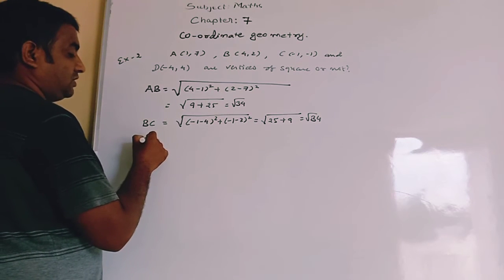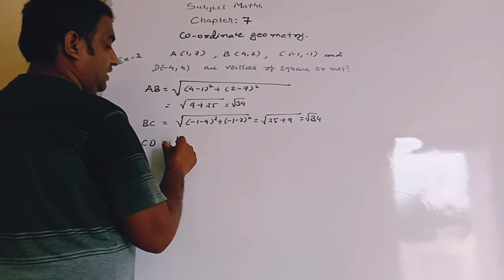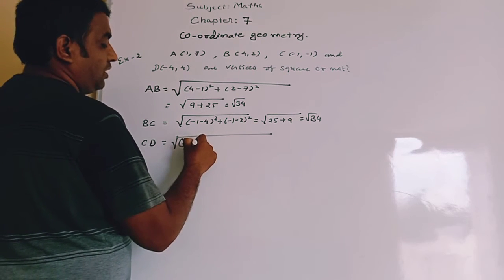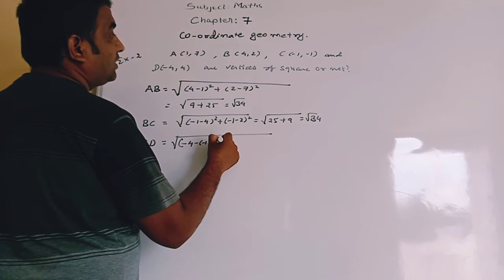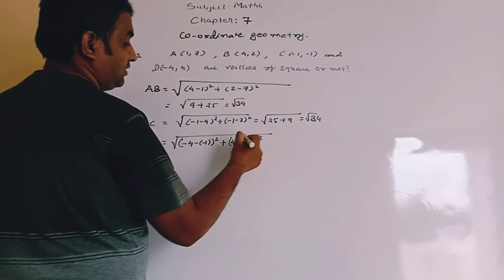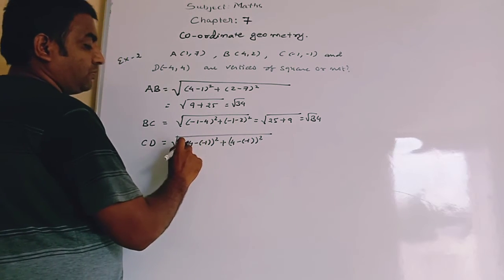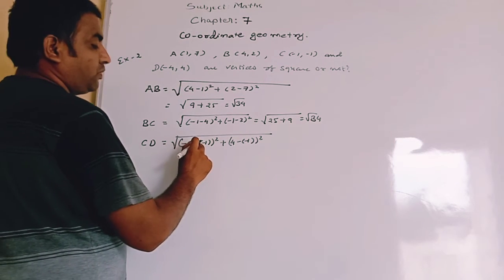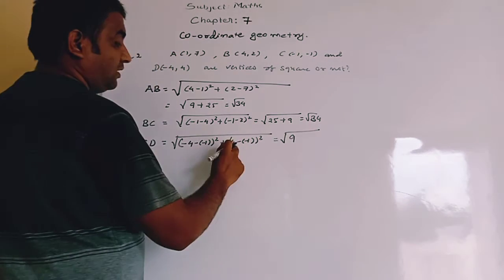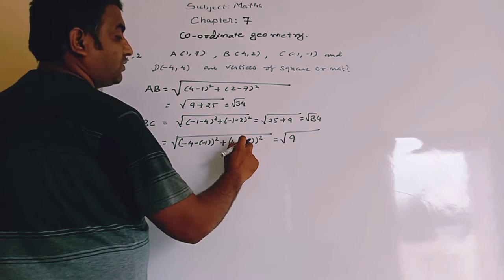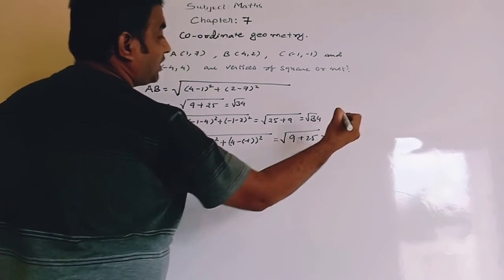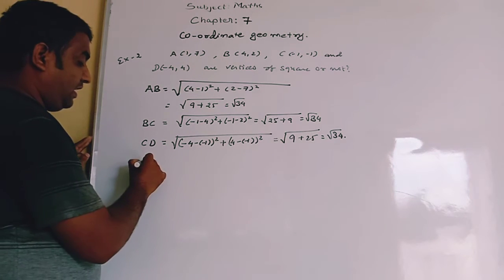Now we find out CD. Then it is (-4 - (-1))² and (4 - (-1))². So minus 4 plus 1, that is minus 3, square 9, and 4 plus 1, that is 5, square 25. So root 34. And AD we find out.